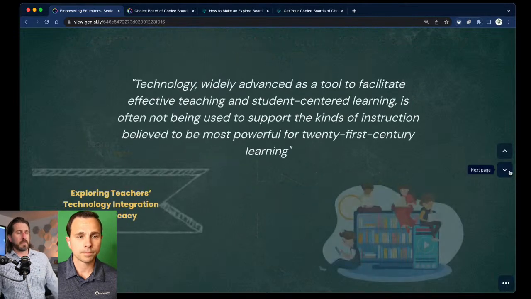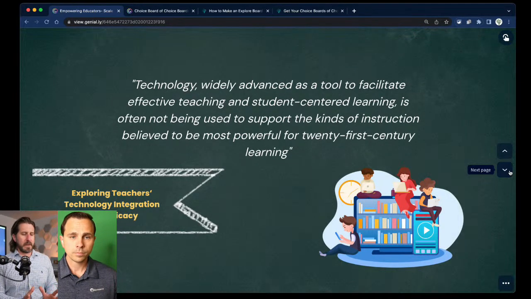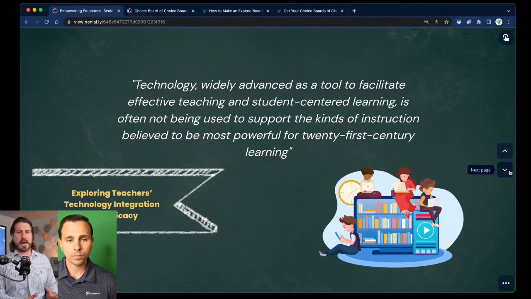So I want to start here just by talking about the problem. And we know that we have an enormous amount of resources right now, lots of money being poured into schools. I believe the latest number that I saw was around $41 billion being spent on EdTech.